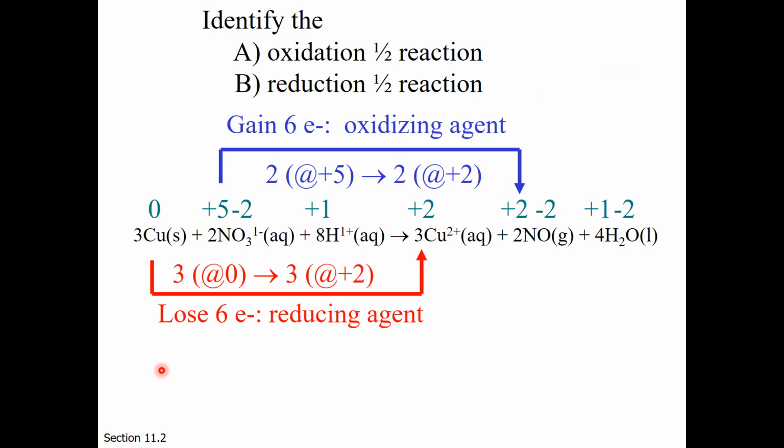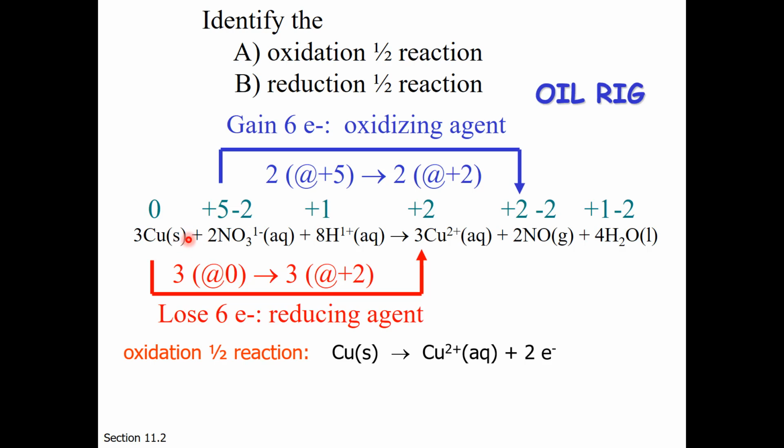Moving on in this question, let's identify the oxidation half reaction and the reduction half reaction. Remember oil rig. Oxidation is losing electrons, reduction is gaining. So our oxidation half reaction is very easy. This would be our copper, which goes from 0 to +2. Taking out the stoichiometry from the reaction and simplifying this, this would be copper solid going to copper 2+ plus 2 electrons. What about the reduction half reaction?